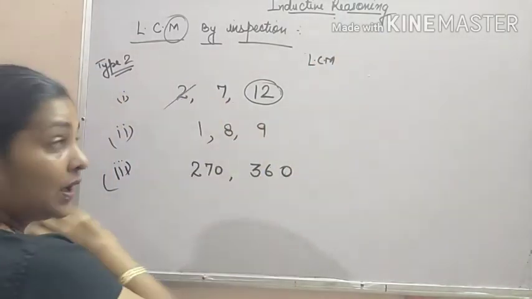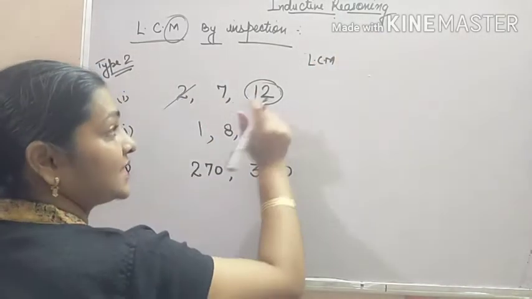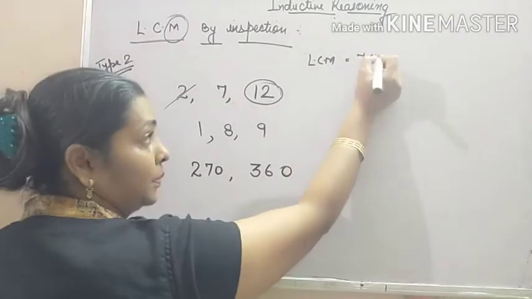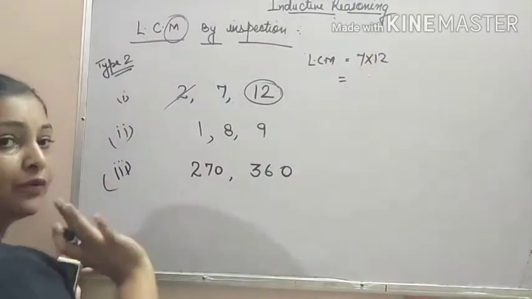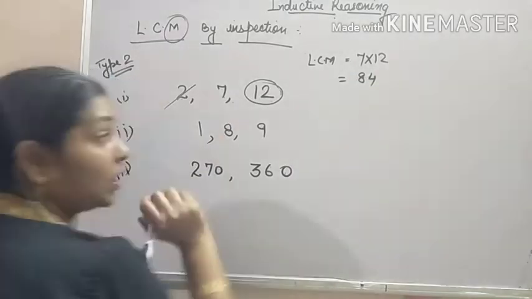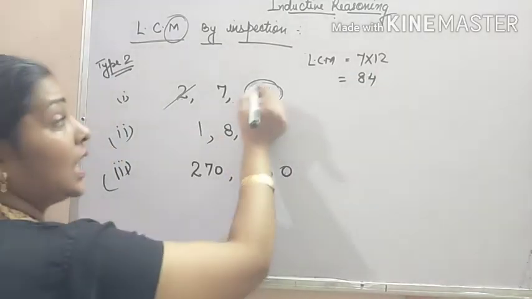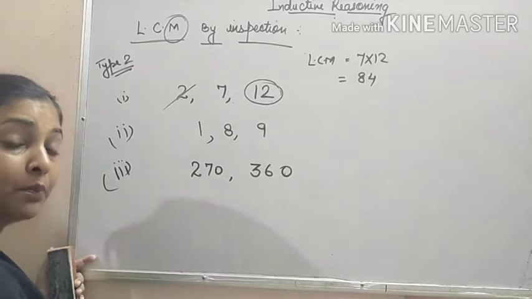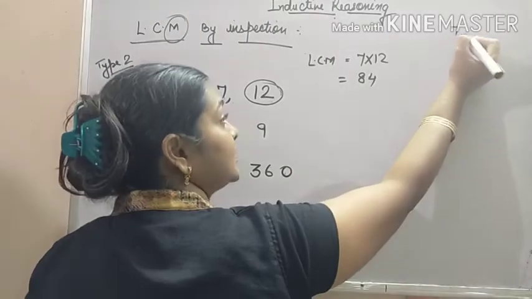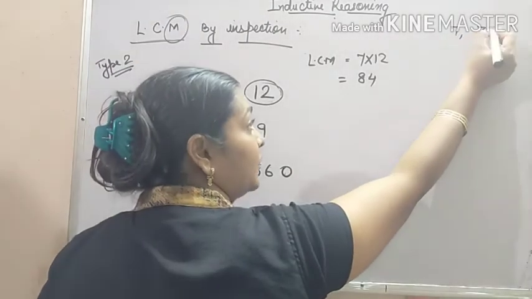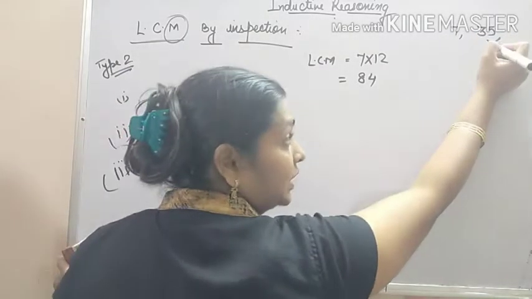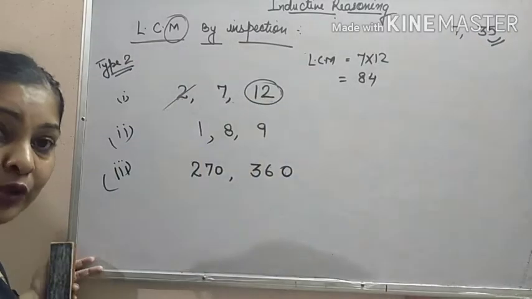This 2 is ruled out. Rest of the numbers are 7 and 12, out of which 7 is a prime number. So you have to just find the product of these two, 84. But always keep one thing in mind, the other number should not be a multiple of the prime number. Suppose if the numbers are 7 and 35, then 35 is a multiple of 7. So 35 will be the LCM of these two numbers.